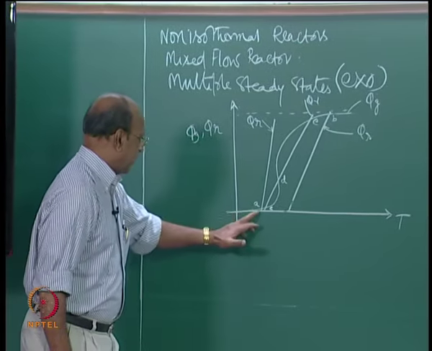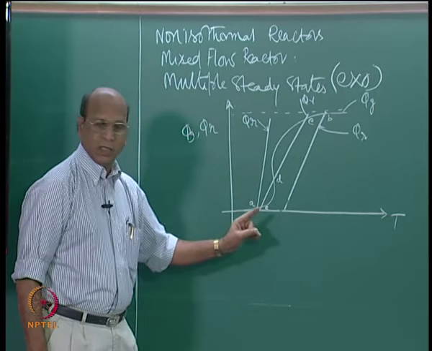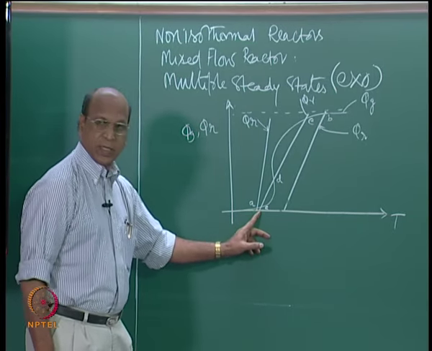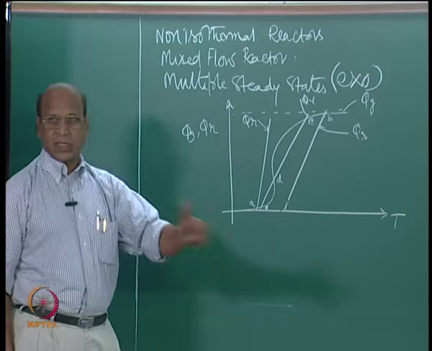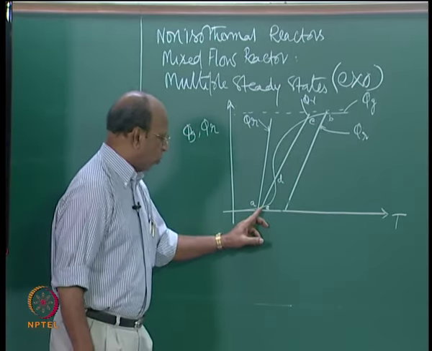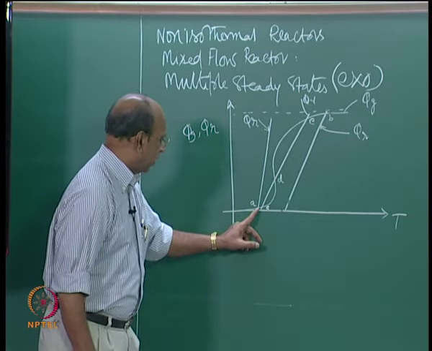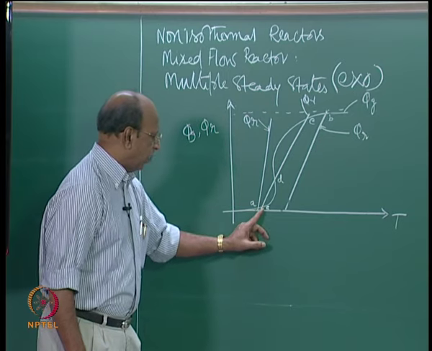Temperature is increasing. That means the QG line is increasing. The point on the QG line is increasing. So at 20 degrees, 21 degrees, temperature increases, rate of reaction increases, heat release increases, and it will try to go on this line. But what is happening? This heat removal, the moment it crosses a little bit, what is heat removal?